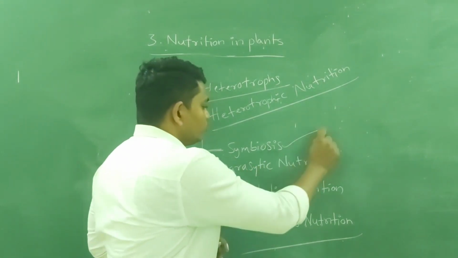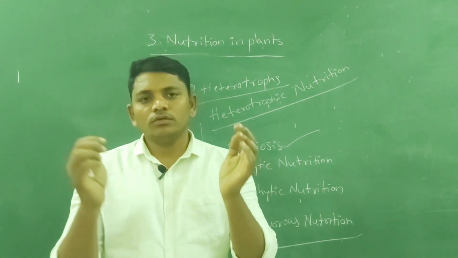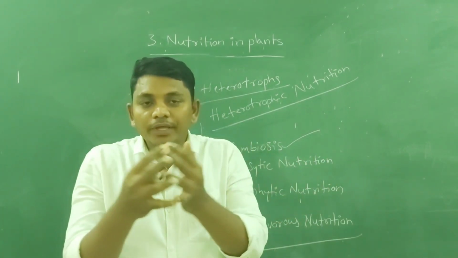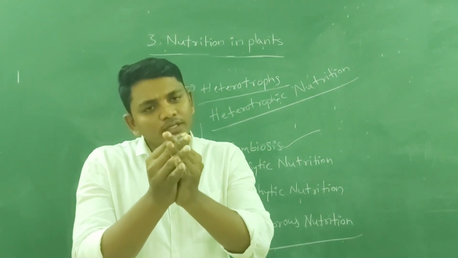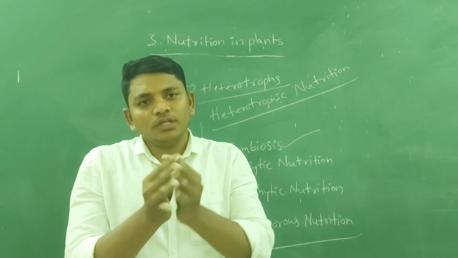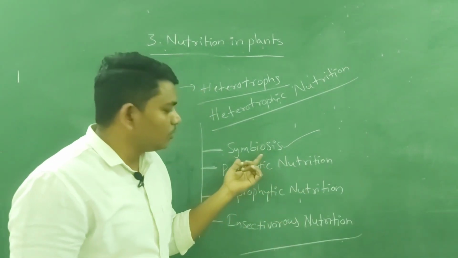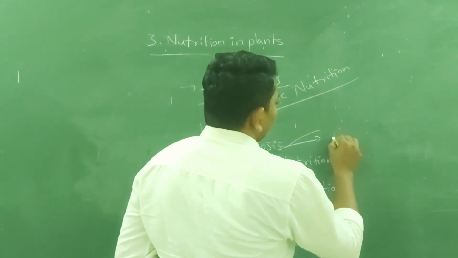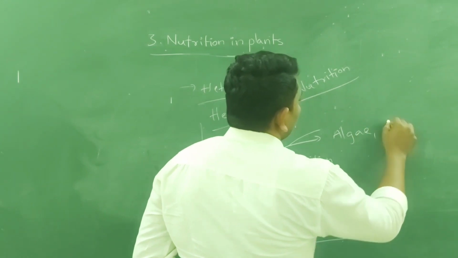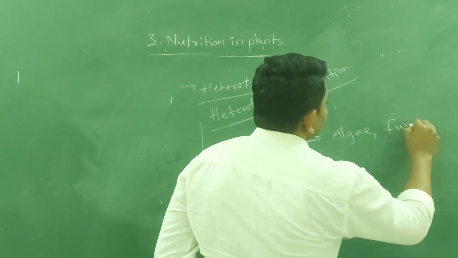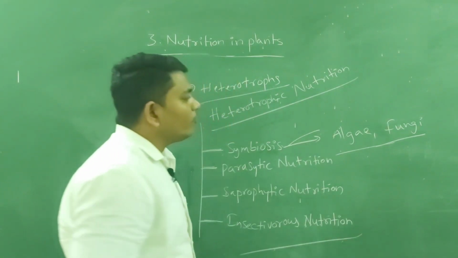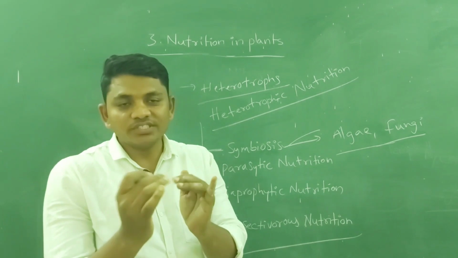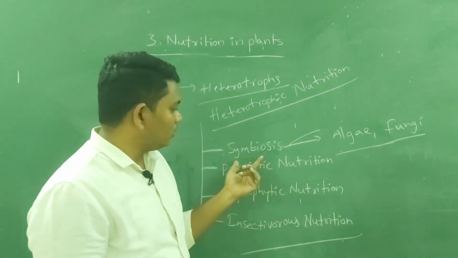Okay. First one, symbiosis, in which 2 different plants, or one plant and one animal, can combine and live together. This type of relation is called symbiosis. For example, algae and fungi. Some types of algae and fungi live together, help each other and get benefits from each other. This type of relation is called symbiosis.